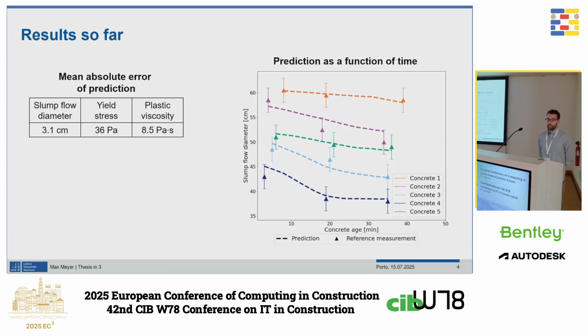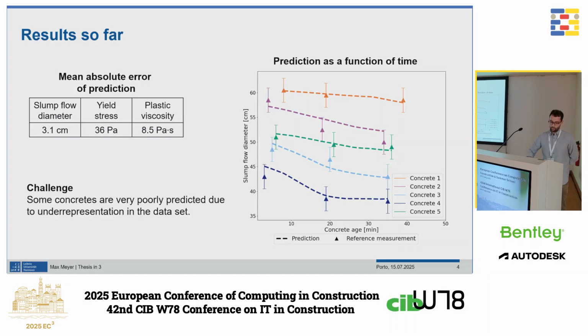However, not for every concrete can such a precise prediction be generated. In particular, concretes which are underrepresented in the data set are very poorly predicted. Therefore, the next step of my research is focusing on estimating the uncertainty of each prediction in order to tell if one can trust the prediction or not. In addition, another focus will also be on improving the fusion of the extracted image features with the additional information.